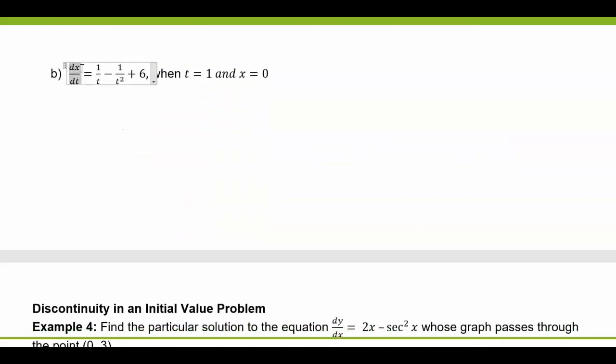So this time we switched it up. We have dx and dt. So the rules don't change. We want to separate the variables. So you have dx on the right, and then you have 1 over t, and you can distribute the dt to each term. You can write it at the end. It doesn't matter, so that's it distributed. You can also write it so you have dx equals 1 over t minus 1 over t squared plus 6, and put the dt at the end.